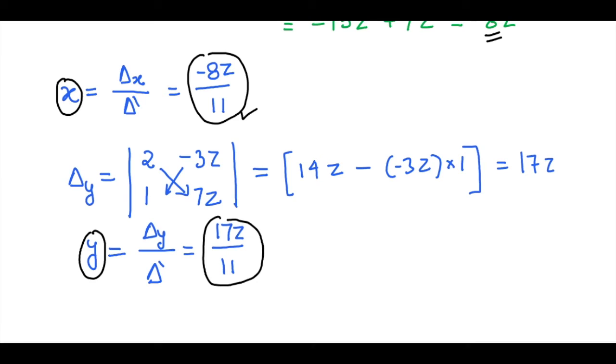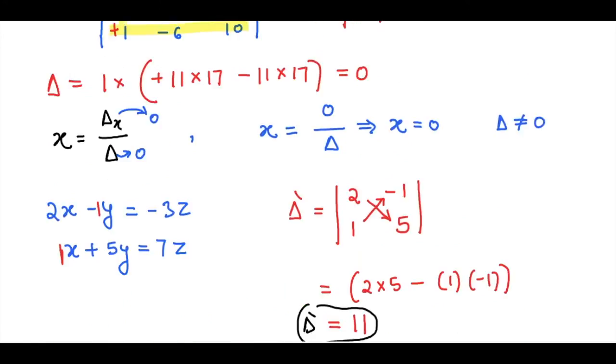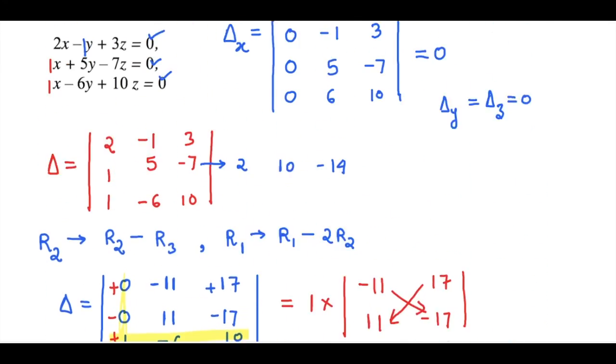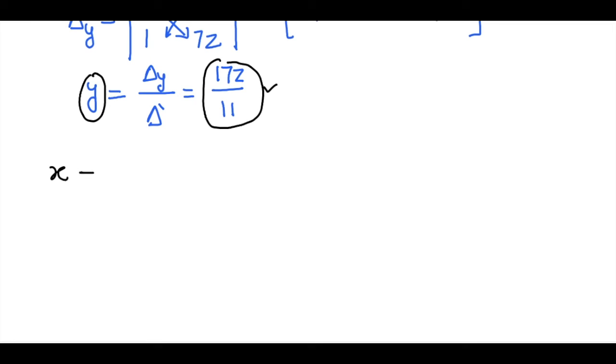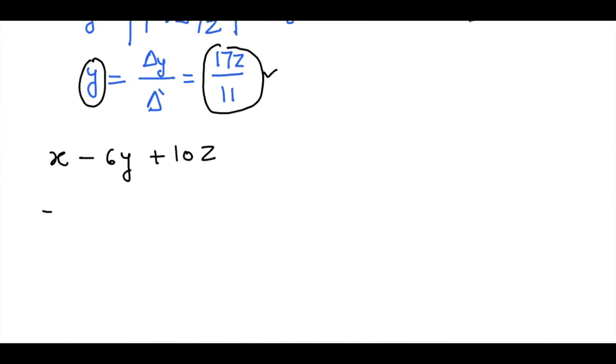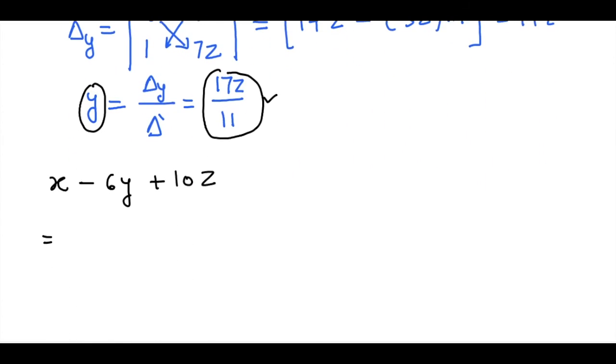Now we can check whether these solutions are right or wrong by substituting the values of x and y in the last equation. The last equation is x minus 6y plus 10z. We have to prove it is equal to 0 after substituting the values. The value of x is minus 8z upon 11, and the value of y is 17z upon 11, and it is plus 10z.